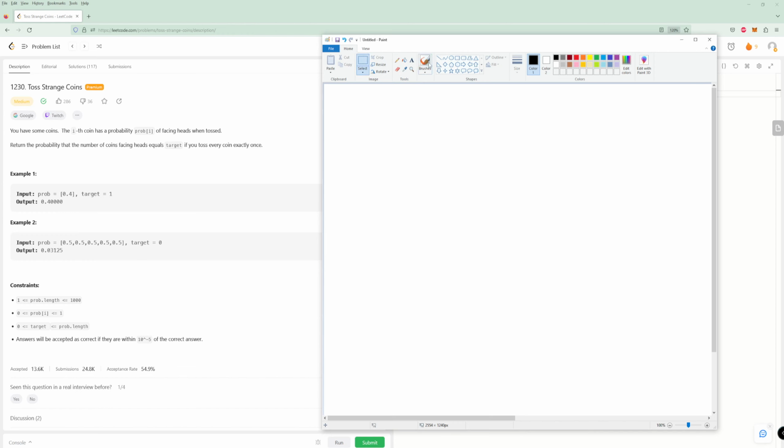And so just to go through a quick example of what that would look like, let's say we have probabilities, let's just say we have a half. Let's say we have 3 halves. So the probability of everything is a half and our target is 2. So what would this look like?